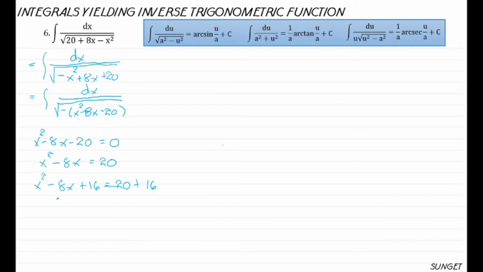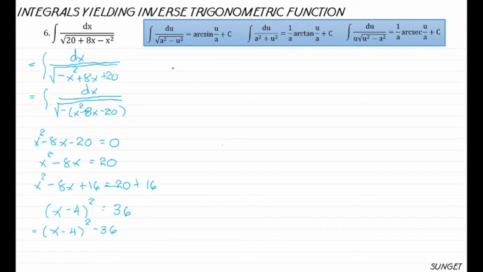Then x squared minus 8x plus 16 is a perfect square trinomial, so we can transform it into a square of binomial. So we have x minus 4 squared equal to 36. Then transpose 36 to the left side of the equation. We have x minus 4 squared minus 36. So x squared minus 8x minus 20 is equivalent to x minus 4 squared minus 36.